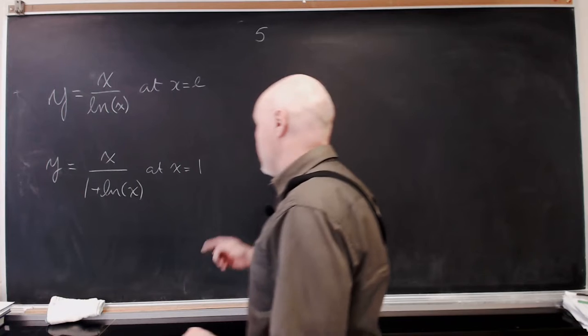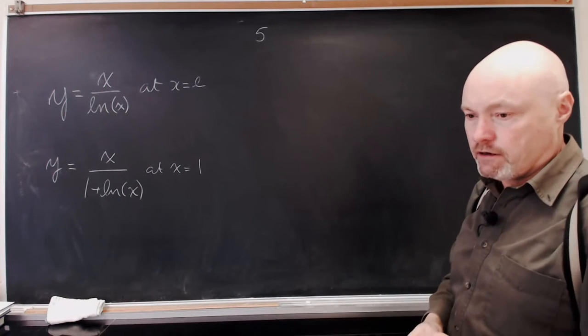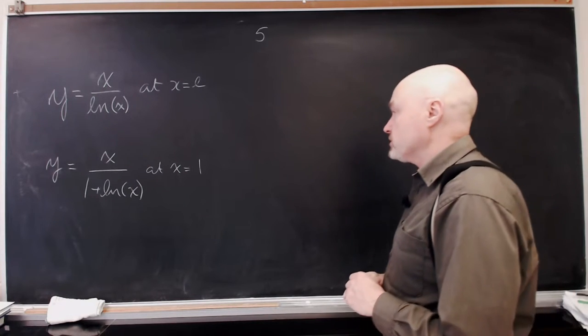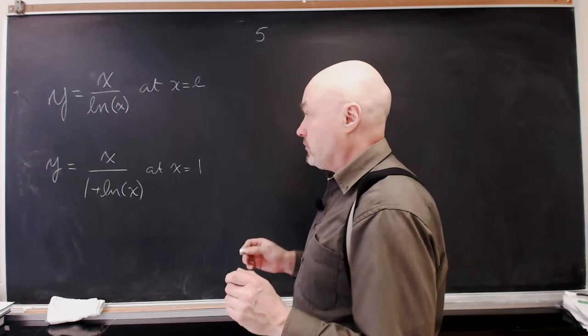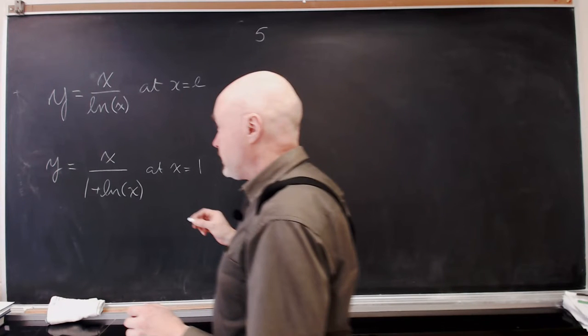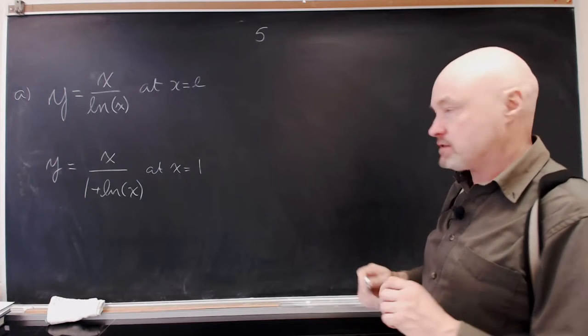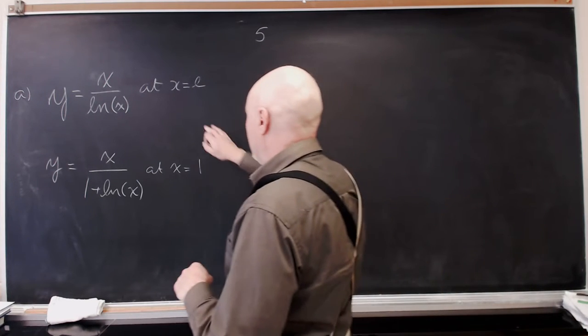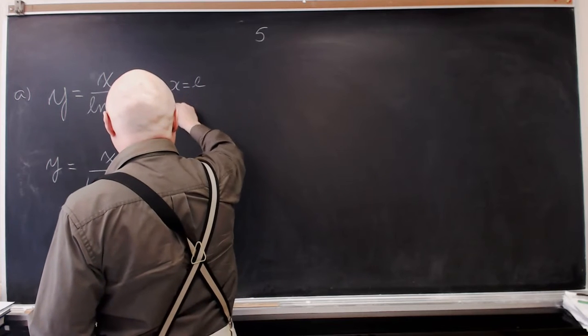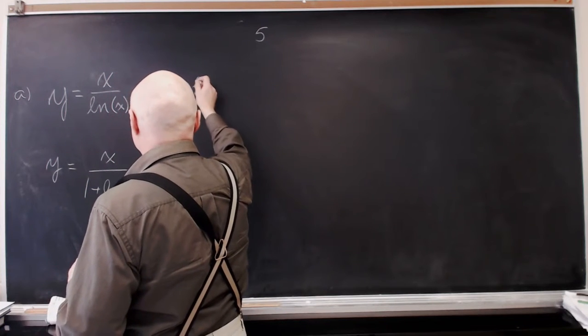This is question 5 of the natural log homework from the CEMC exercises. Question 5. The natural log of x when x has the value of e. Let's find the y coordinate when x has the value of e.